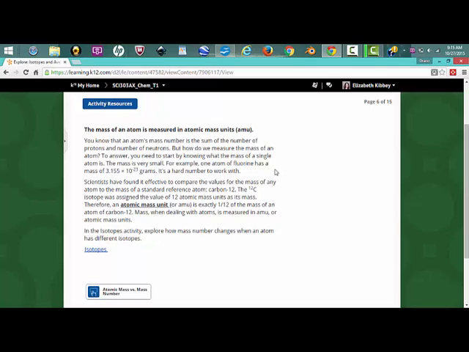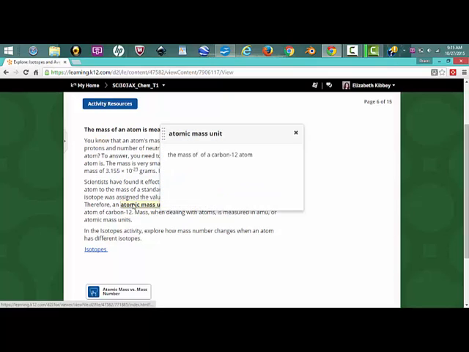Okay, the mass of an atom is measured in atomic mass units, AMU. Atomic mass unit: the mass of 1/12 of a carbon-12 atom.